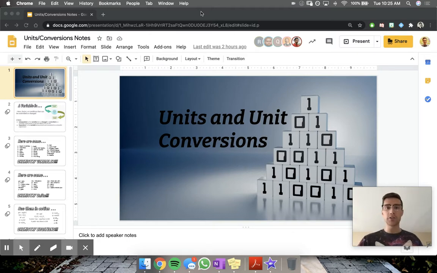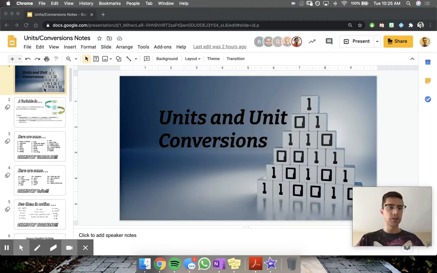Or if you have units that are in the standard system and you need to switch them over to the metric system, again, what does that dimensional analysis look like? And how do we go through those unit conversions? So let's take a look at blowing through some of these slides.